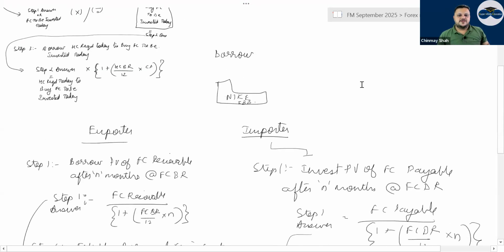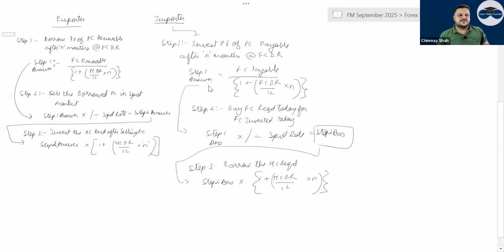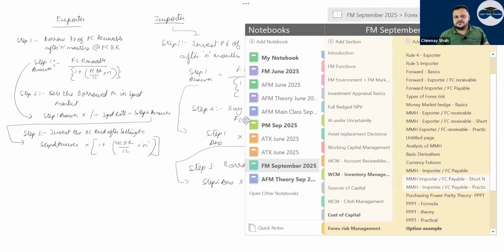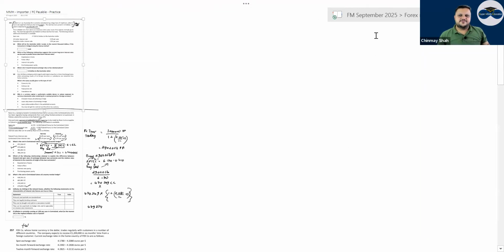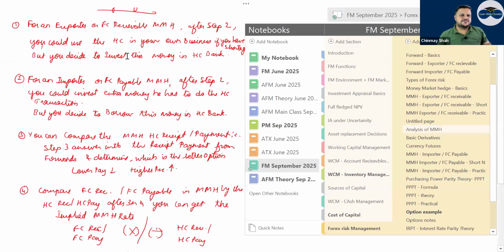For exporter, it is BSI, right? If you remember, step one is always getting the present value. Step three is always getting the future value. And here, sell for exporter and buy for importer. This is how it is. Have a look, we have solved almost every question that is there in the book about this. Then in between, analysis of MMH, correct?